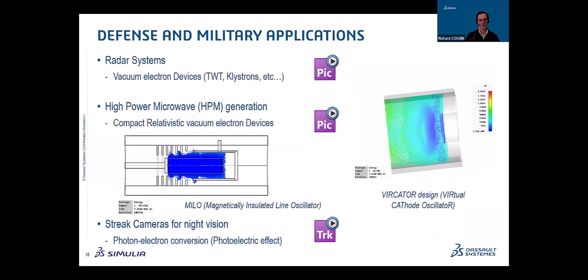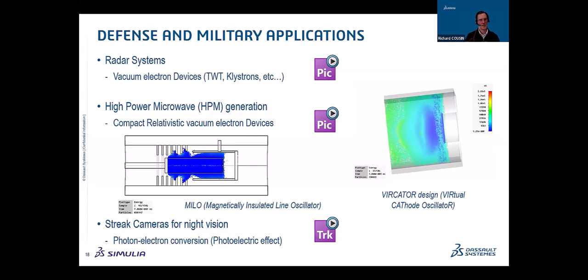Regarding defense and military applications, we have vacuum electron devices used to perform analysis of radar systems. The high power microwaves embedded in radar systems are usually made of traveling wave tubes, magnetrons and klystrons. And this is something that you can also perform using the particle-in-cell solver.